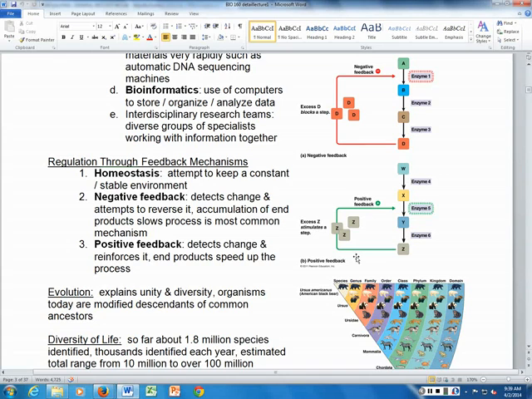Also, uterine contractions during childbirth tend to work on a positive feedback loop. They're going to build in intensity. If they didn't, the baby would never come out.